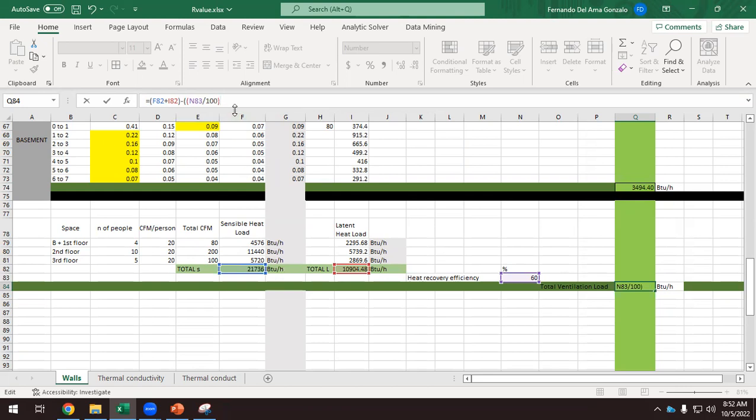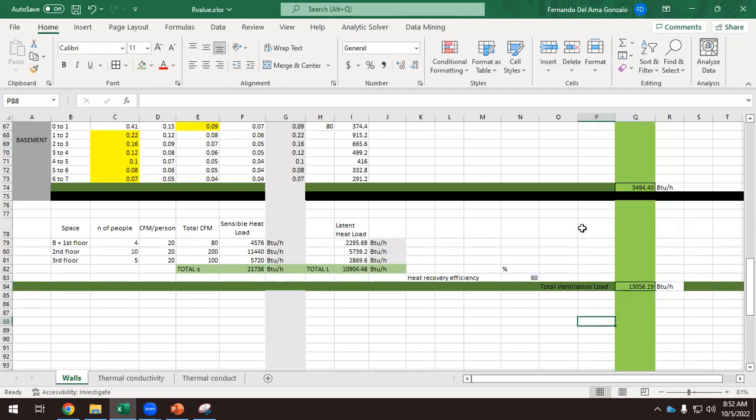So I can type this again, times sensible plus latent heat. And do I have to close this again? Yes. Okay, so that's my ventilation load now. Okay, if I recover 60% of the energy, what's the total? The original one minus 60% of that energy.